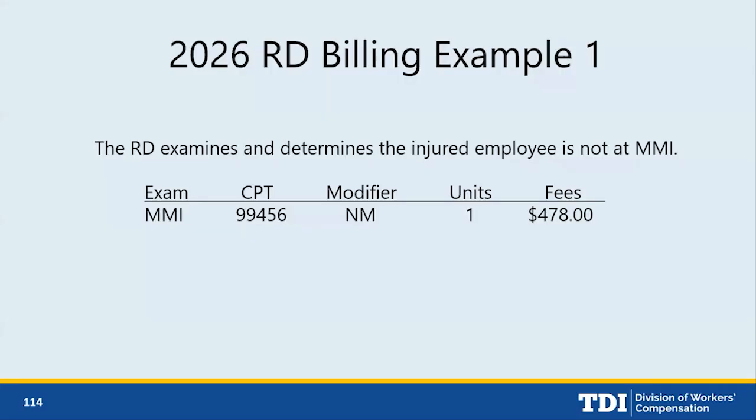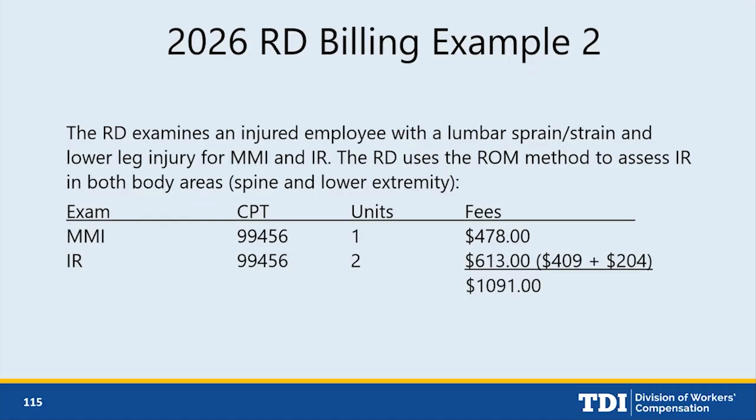So, referred doctor bill example. The doctor examines, determines the injured employee is not at maximum medical improvement. So you're going to use the NM modifier with 99456, 1 unit, $478 would be your reimbursement.